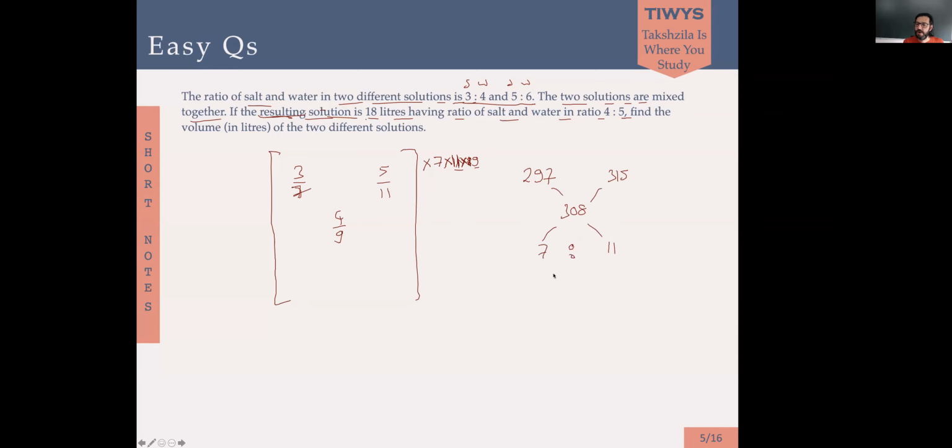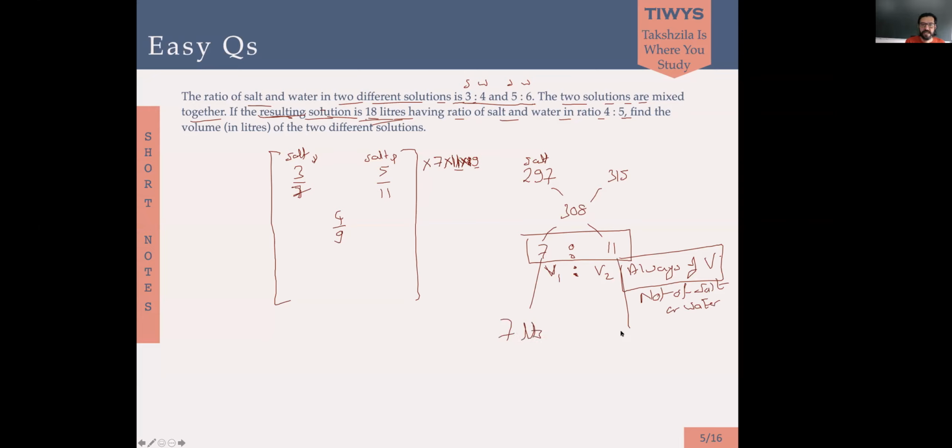And this is the ratio of volumes. Remember, this is the ratio irrespective of whether you work on salt proportion or on water proportion. The ratio will always be of full volume, always of total volume, not of salt or water. Irrespective of what you work on, be comfortable with those things. So obviously, since it's 18 liters, these are going to be 7 liters and 11 liters. That is what is asked.